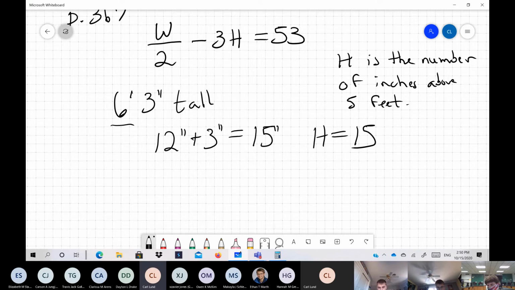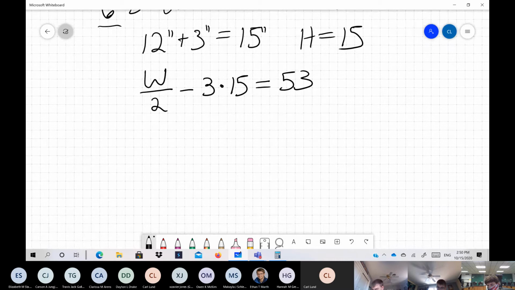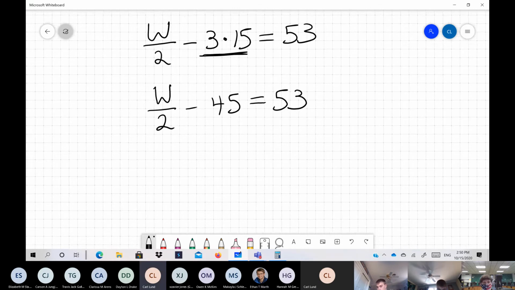So now I can plug H into my formula and get ready to solve. I'm solving for W. So W divided by 2 minus 3 times 15 equals 53. I want to solve this for W. Here, before I get rid of my fraction, I'm going to do this multiplication. It's going to make my life easier. So 3 times 15 is 45.